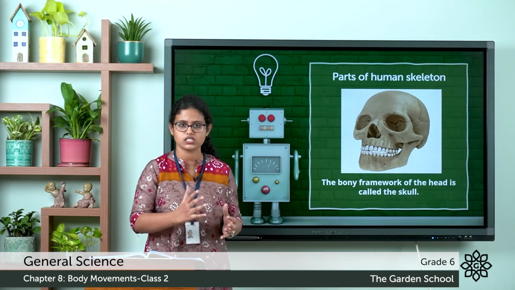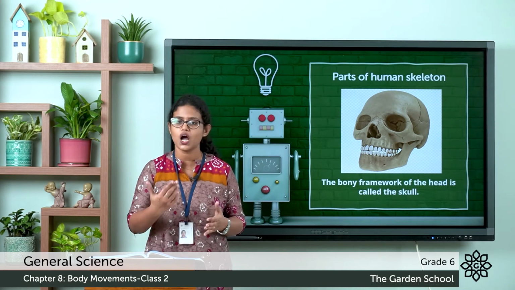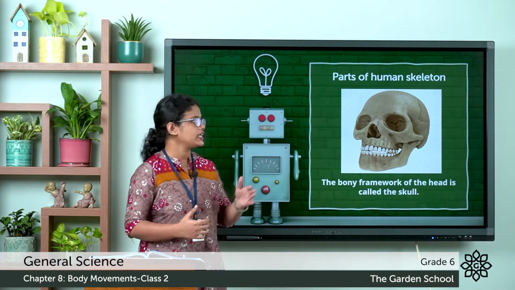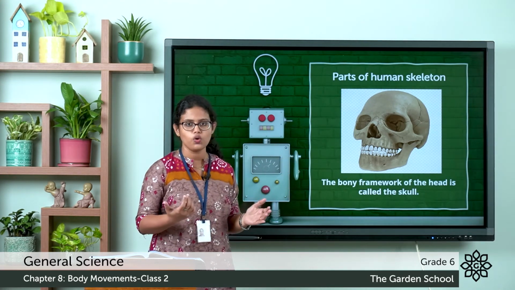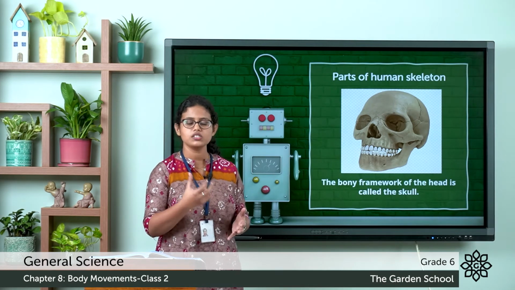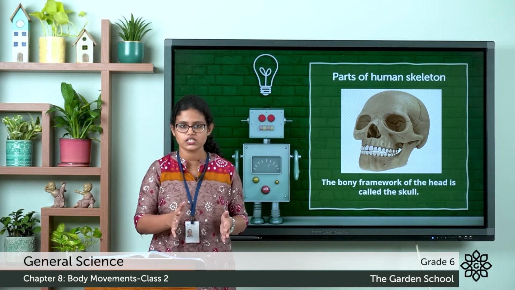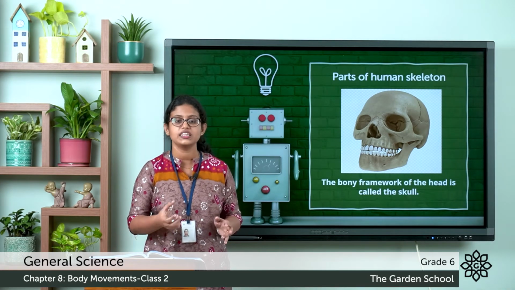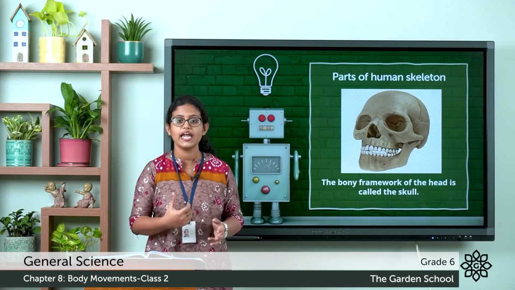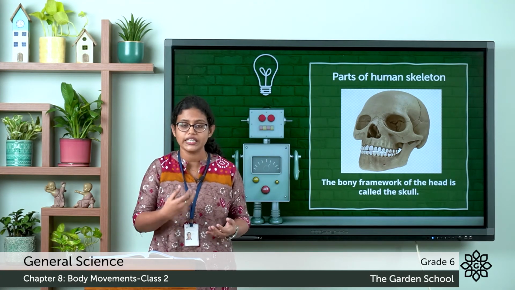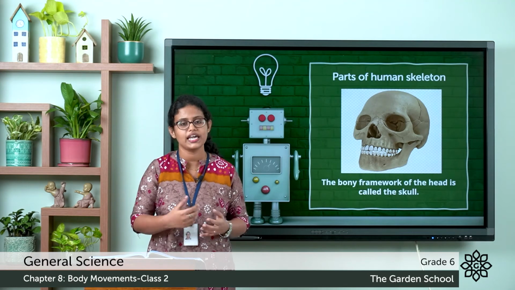They are fixed. In the facial region, how many bones are there? There are 14 bones. So the upper jaw and the lower jaw are part of the skull. The bones in the upper jaw are fixed, that is, not movable. Then the lower jaw is movable. So that is why we are able to eat, we are able to talk, etc.